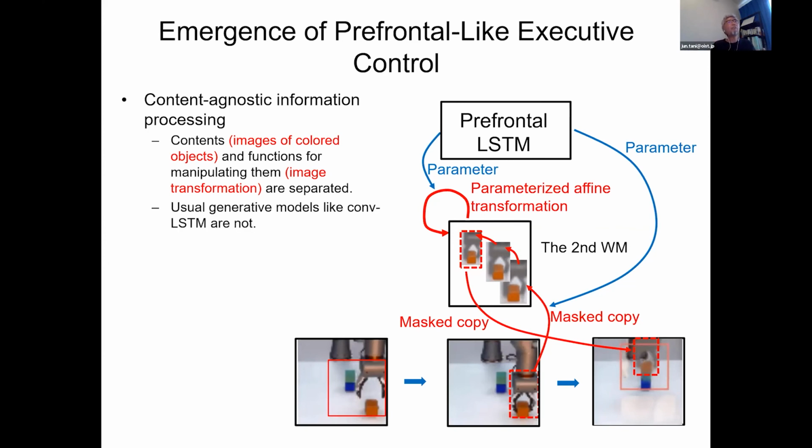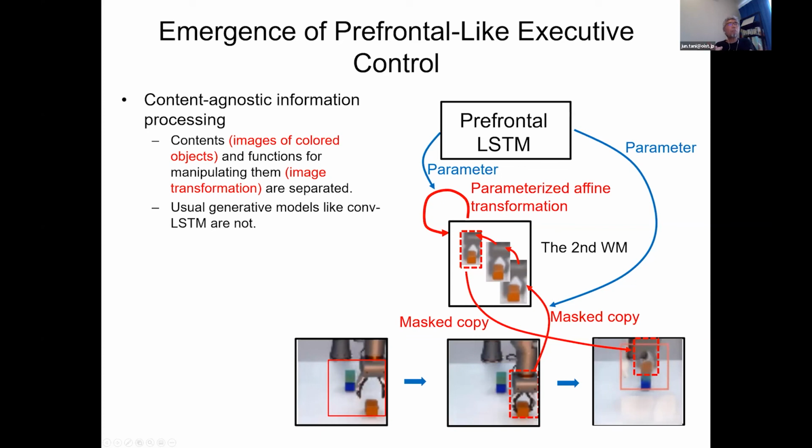So that is different from the user generated model like convolutional LSTM. There, the contents to be generated and the way of manipulating are inseparable, so it cannot deal with a newly seen object. But in this case, whatever you put in the working memory, regardless of whether it is the first time you see it or not, the prefrontal is going to manipulate the transformation of it, regardless of the contents. That is kind of important.